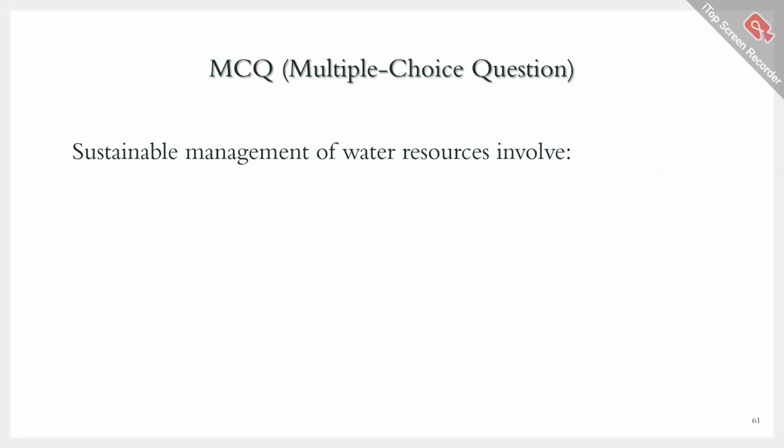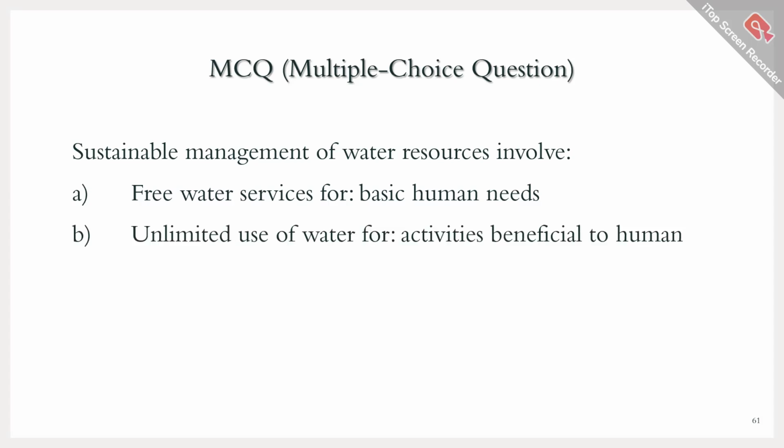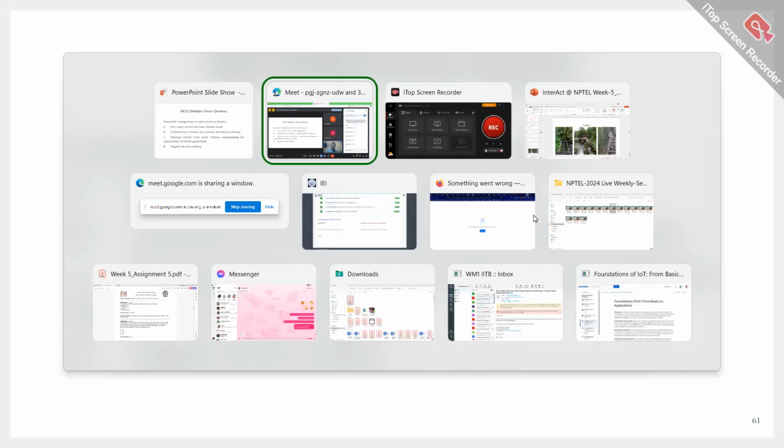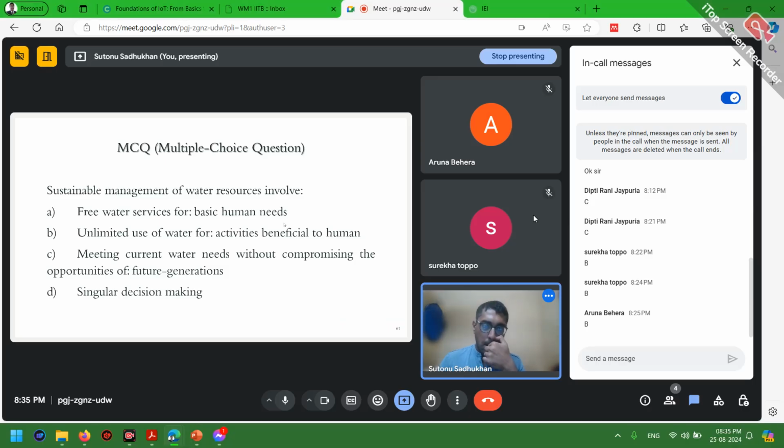Now next MCQ is sustainable management of water resources involve option A, free water services for basic human needs. Option B, unlimited use of water for activities beneficial to human. Option C is meeting current water needs without compromising the opportunities of future generations. And option D is singular decision making. Let's type your answer in the chat box.